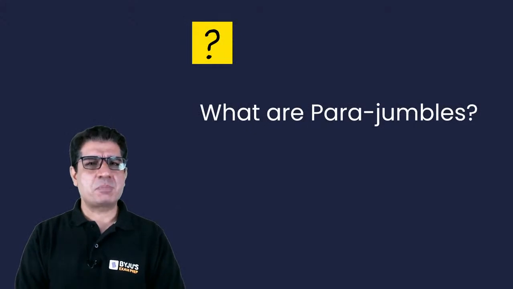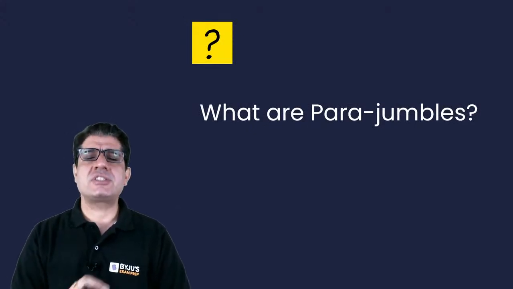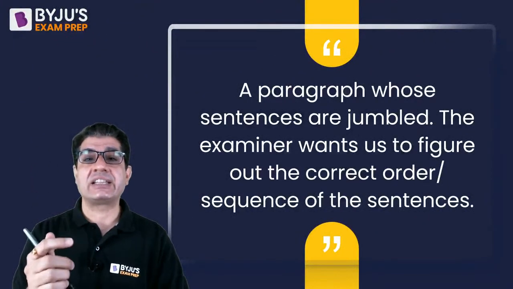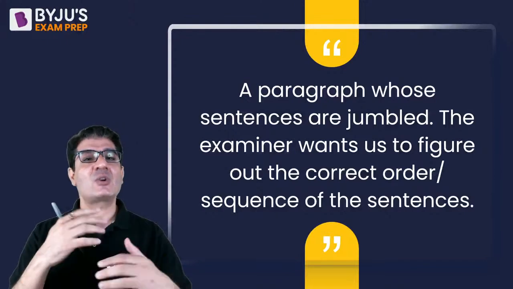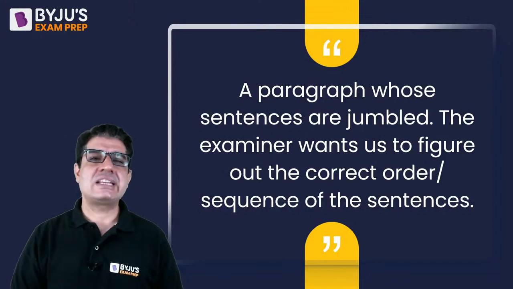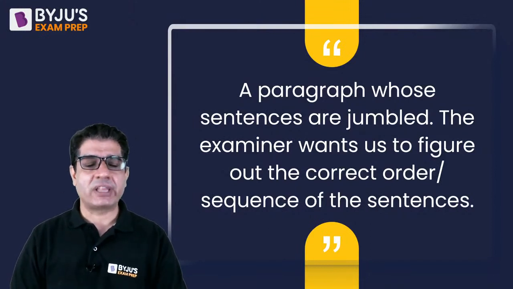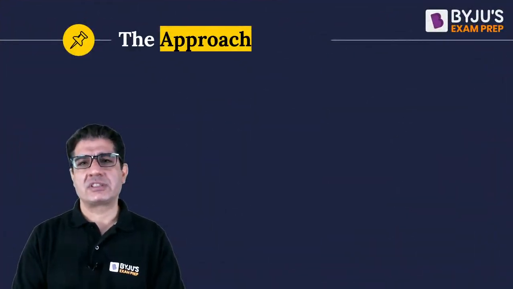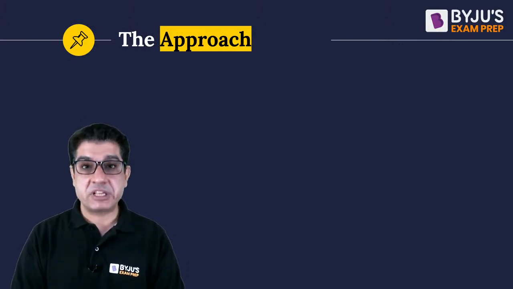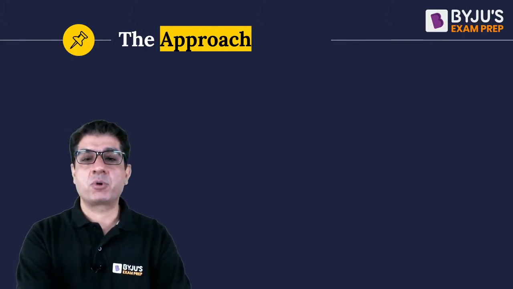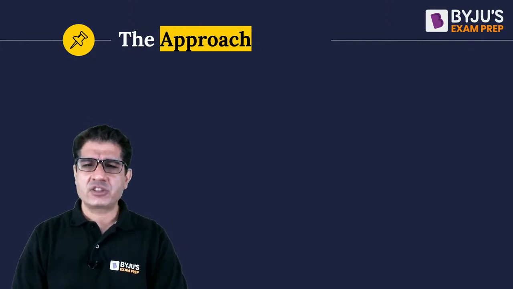So what exactly is para-jumble? I think all of us already know it, but just in case we do not, it is a question type where the examiner gives us a paragraph whose sentences are jumbled. The sentences are not in the right sequence or the right order. Our job is to figure out that correct order or sequence, right? So how do we approach these questions? I took a session a little while ago where we talked about the basics, so I'm not going to dive deeper into that. In fact, I had a class with some of you yesterday where we talked about the approach in much greater detail. So let's just build on that.